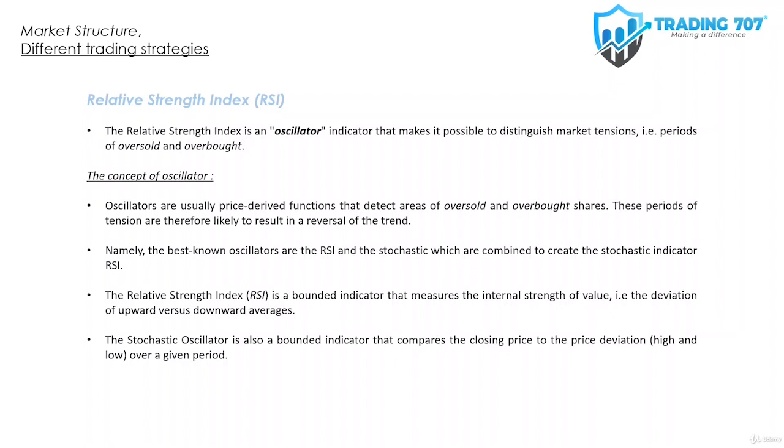Namely, the best known oscillators are the relative strength index and the stochastic, which are combined to create the stochastic RSI indicator. The relative strength index is a bounded indicator that measures the internal strength of the value, thus the deviation of upward versus downward average. The stochastic oscillator is also a bounded indicator that compares the closing price to the price deviation over a given period.